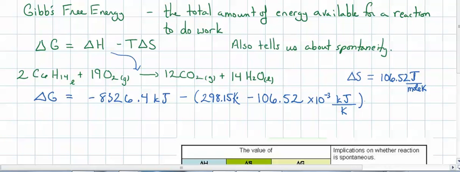Now once we do this, notice what happens to delta G. This is a negative and a negative, therefore it makes this whole thing right here positive. So we are going to expect this negative 8326 to increase a little bit, become less negative. So in actuality it does go to 8294.6 kilojoules. Still negative, and therefore spontaneous.